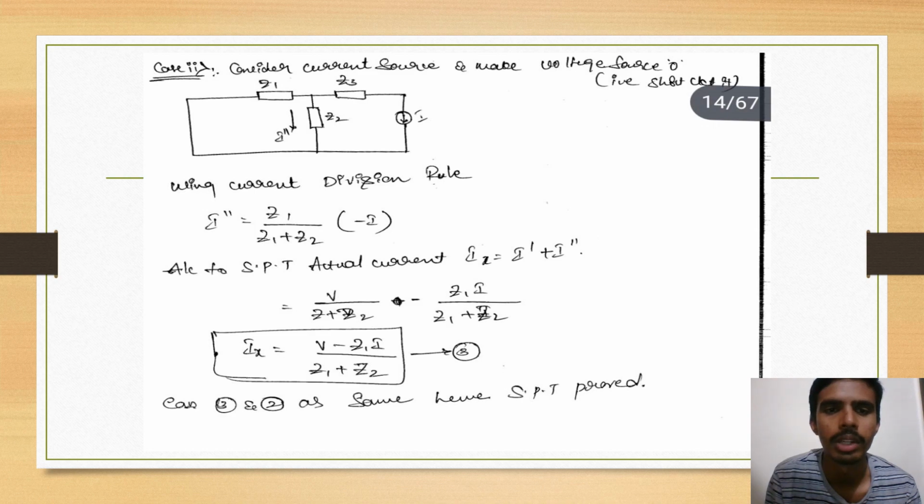So further we'll be getting both I'' and I'. Once we add both of them, we'll be getting the same result of Ix, which is equal to V minus Z1I divided by Z1 plus Z2.